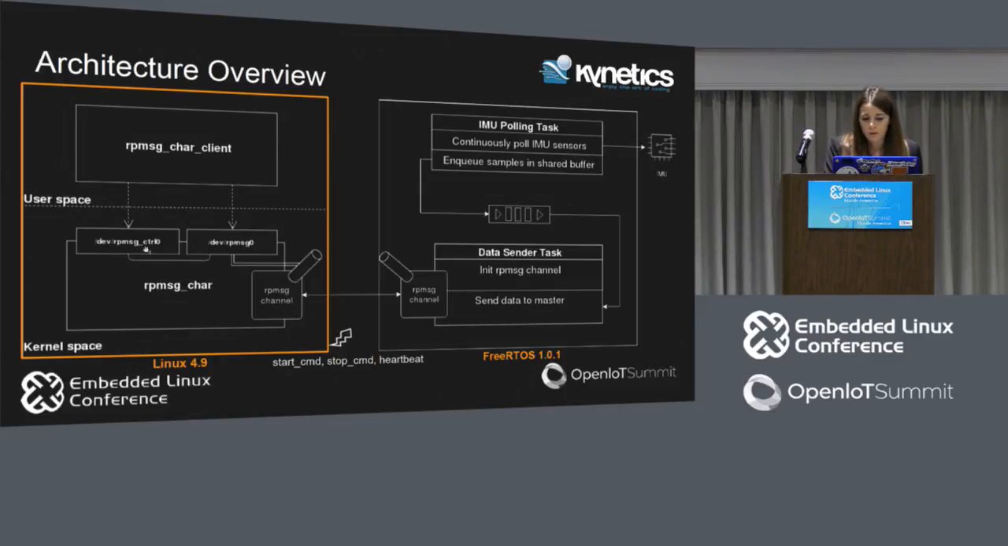We also used three general purpose interrupts that were provided by the messaging unit to signal some states of the master to the remote core. These are all triggered by the master towards the remote core. We call them start CMD, stop CMD, and heartbeat. So start CMD is an interrupt that is used to signal that the master has created the endpoint and it's ready to receive data.